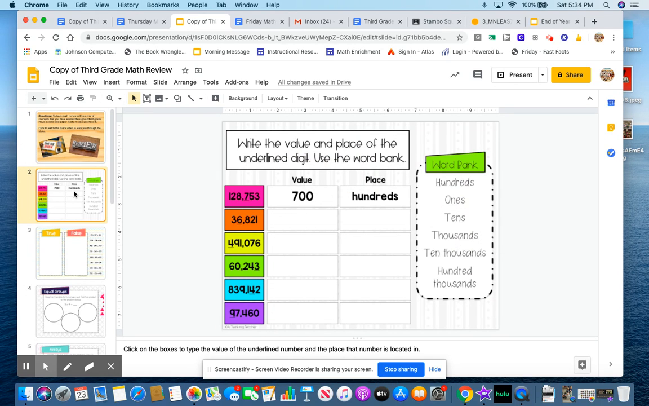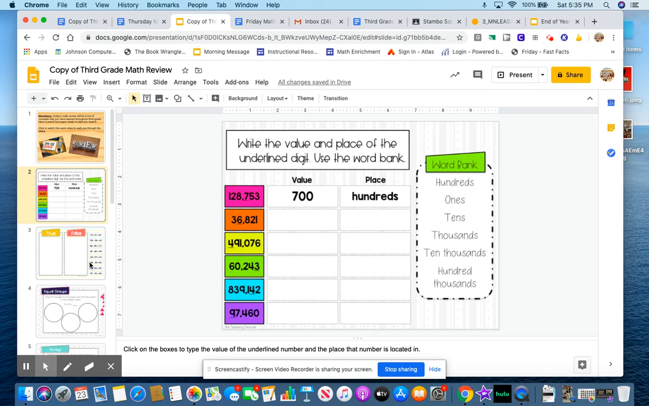All right, so on the first page, you're going to write the value and the place of the underlying digit, and you can use this word bank to help you. So these words, they don't move. You'll just have to type in your answer in these boxes. So you'll type in the place here, and the place will come from the word bank. And the value, you'll look at the underlying digit in each number, and then you'll write what value that is. So the first one's done for you as an example. So the 7 is in the hundreds place, and so its value would be 700. You replace those digits on this side with zeros.